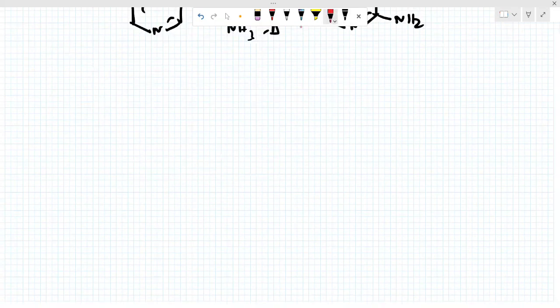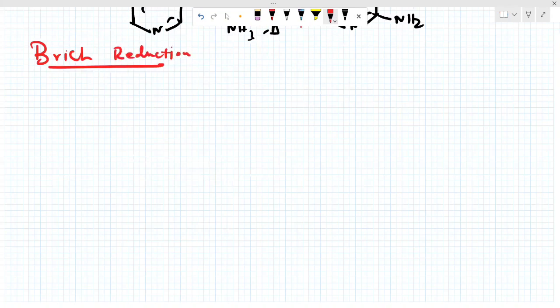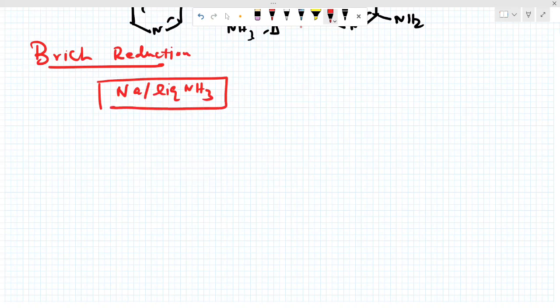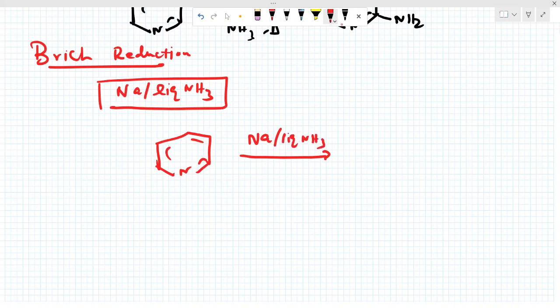Now, next important: the Birch reaction. What is the reagent we can use? Sodium in liquid ammonia. This is a reagent. Now a simple reaction. In the case of pyridine, we can use the Birch reaction, sodium in liquid ammonia. Okay, listen. They form the 3 double bond under 2 double bond. This is a very important reaction. This is the product.